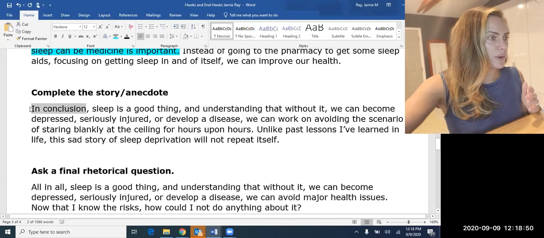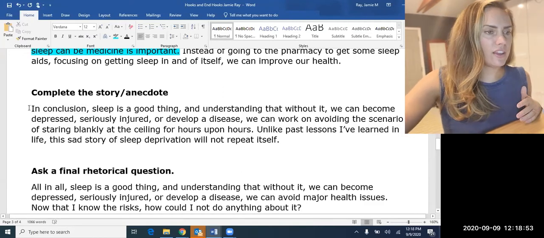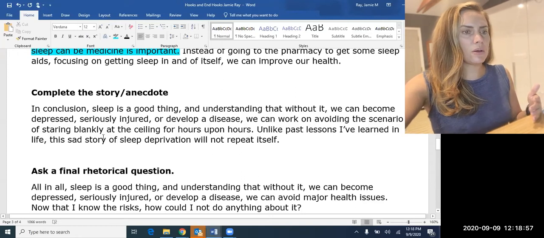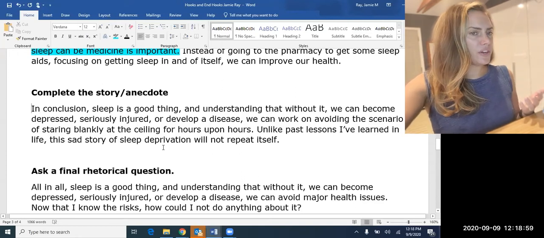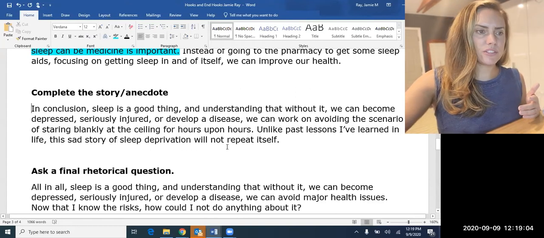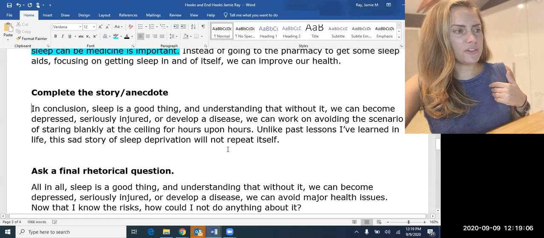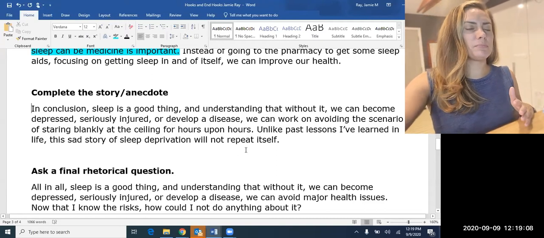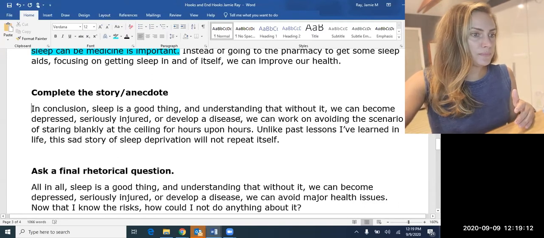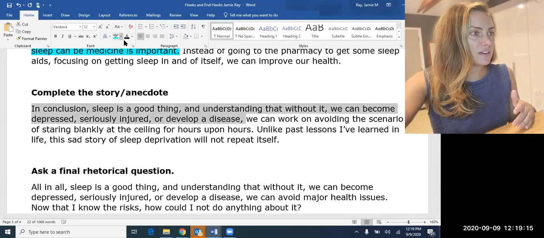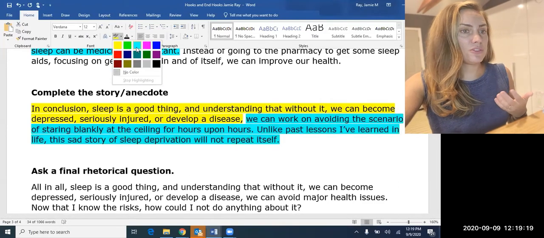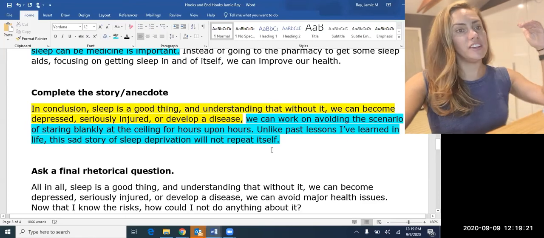Okay, so for example, in conclusion, sleep is a good thing, and understanding that without it, we can become depressed, seriously injured, or develop a disease, we can work on avoiding the scenario of staring blankly at the ceiling for hours upon hours. Unlike past lessons I've learned in life, this sad story of sleep deprivation will not repeat itself. You see that? So, here, I've restated the thesis. Okay, and here I have finished my story that I used in the intro.